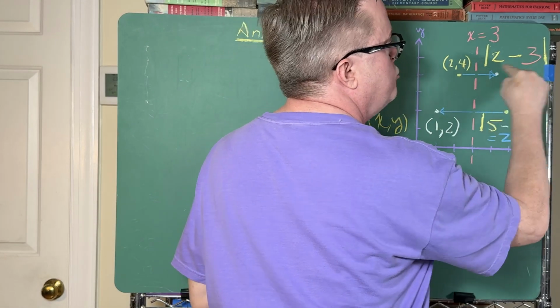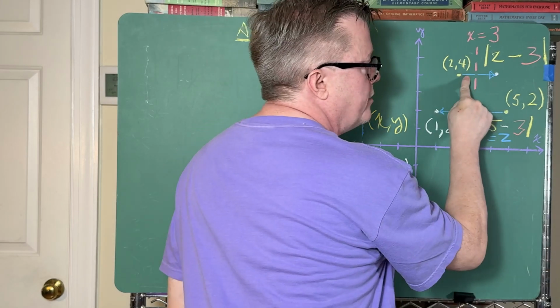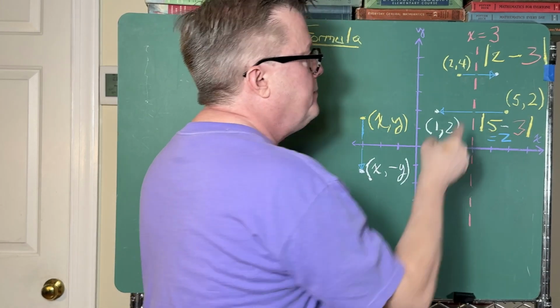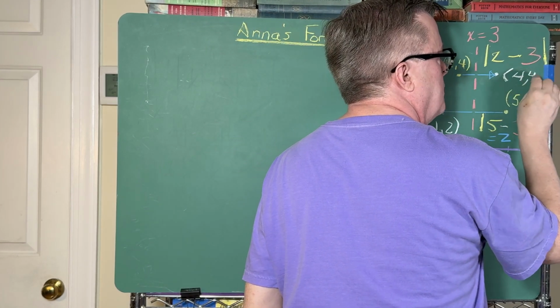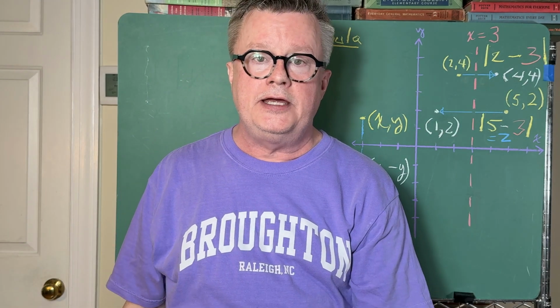This distance, 2 minus 3, is negative 1. Absolute value is 1. So that distance is 1. That means this distance is 1. And that means that point has to be at the point 4, 4. Computing with the x-coordinate, and I know the y-coordinate has to be the same.